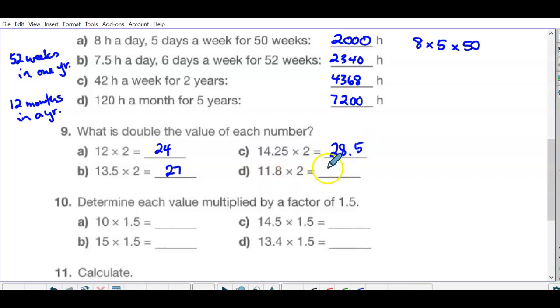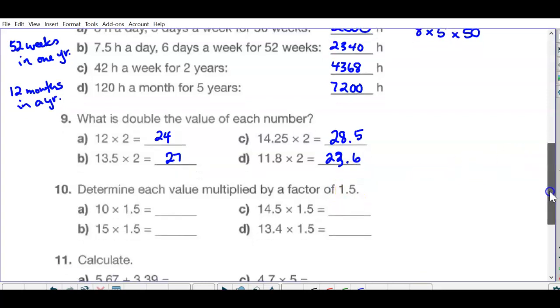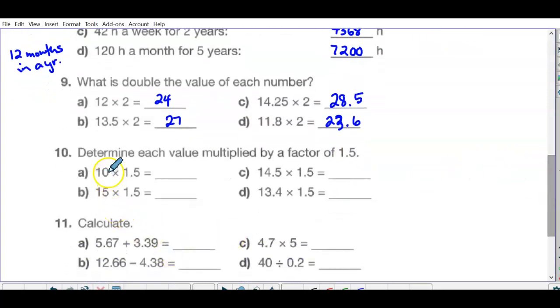2 times 11 is 22. 2 times 0.8 is 1.6. So this will really be 23.6. Or you can use your calculator. Next one, 10 times 1.5. Really that moves the decimal one to the right, so 15.